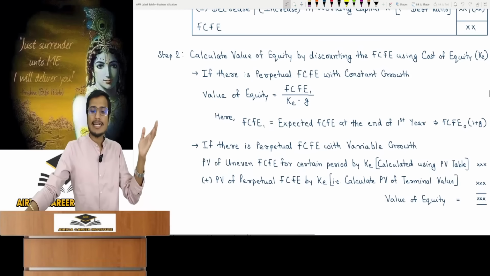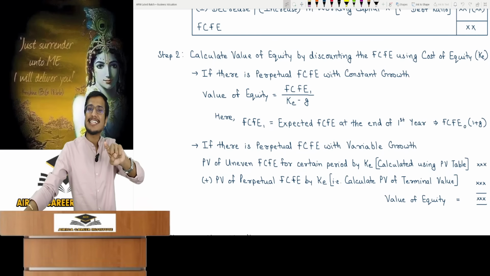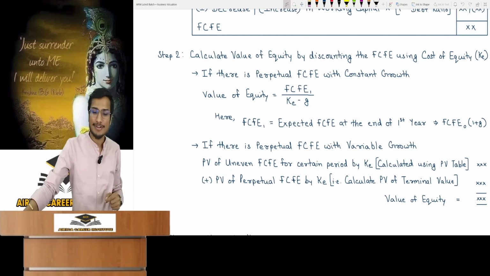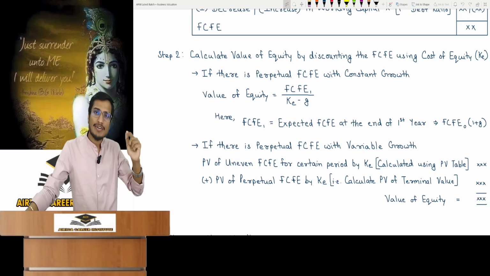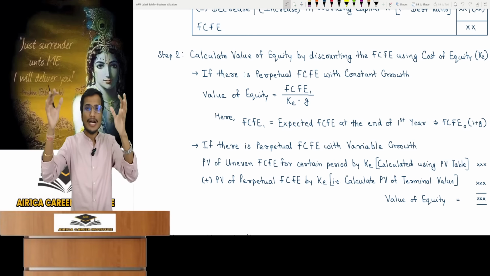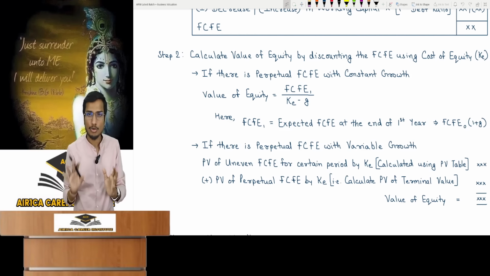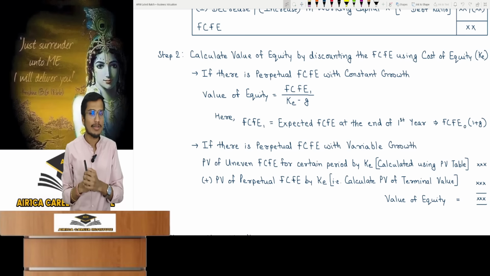Once you have the FCFE, finding its PV gives the value of equity because this cash flow is for equity. For PV, use the cost of equity as the cash flow is for equity. For constant growth FCFE, the PV is FCFE1 divided by KE minus G. For perpetual FCFE with variable growth, calculate the PV of uneven FCFE using a table. And the perpetual FCFE will have a fixed growth rate.